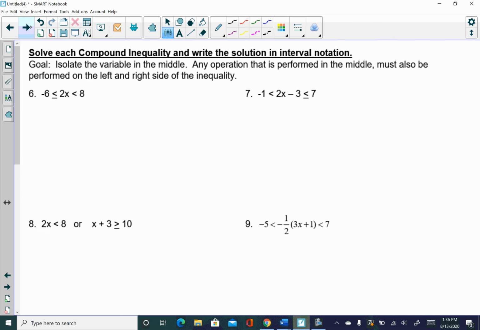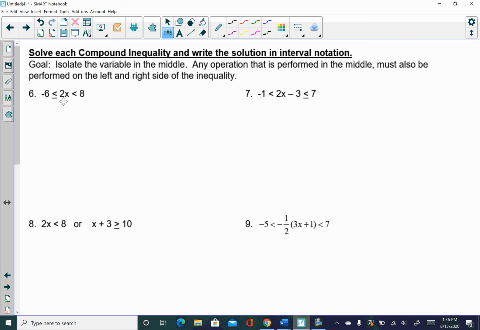compound inequalities. So for a compound inequality, the only thing different that you'll see here, and like in number 6 and number 7, is that this means that x is between these two values. So what needs to happen is that I need to get that x in the center all by itself, and whatever operation you do in the center to get rid of those terms, whether here like it would be adding the 3 over, whatever you do in the center, you have to do it to the left and the right as well. Okay? So I'll do number 6 with you, and then I'll let you do number 7.